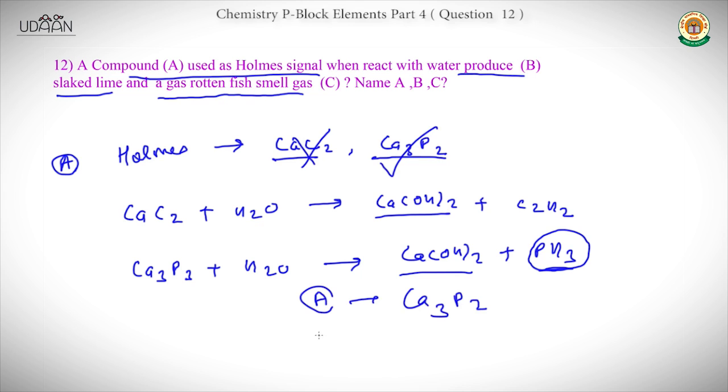And our B will be calcium hydroxide. Yes, it is already given in the question. It is slaked lime, and our C will be, as we just mentioned, PH3, which is a rotten fish smell gas. So by this we end this question.